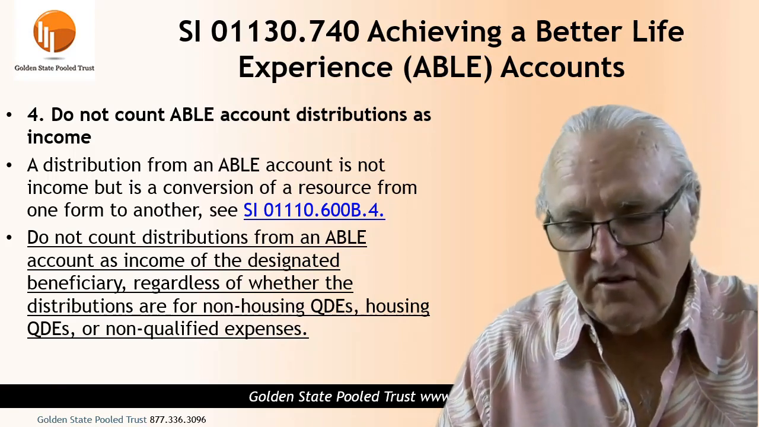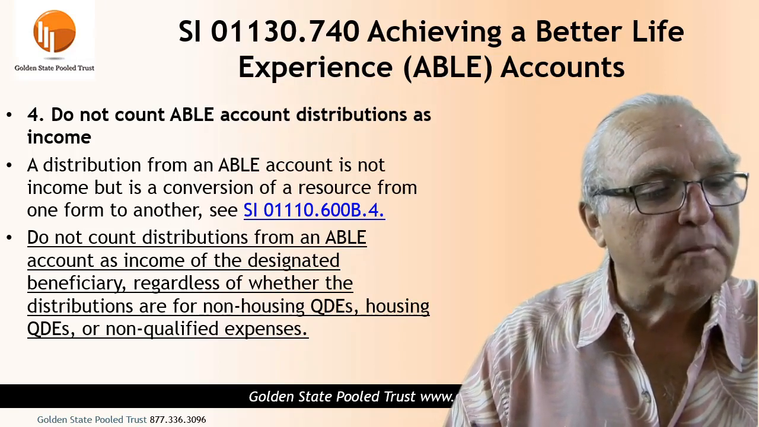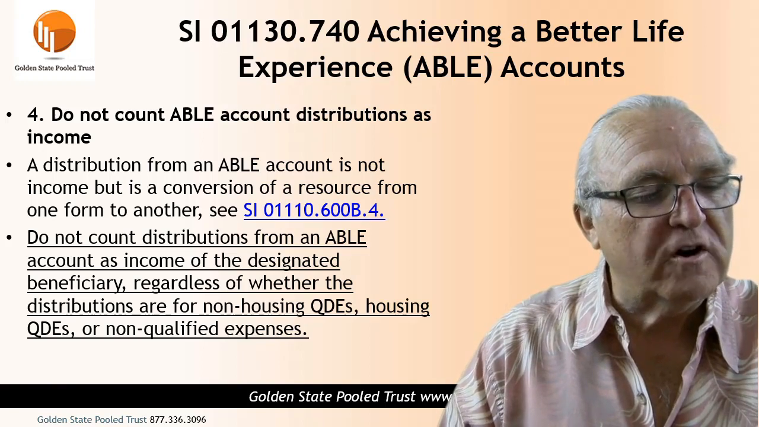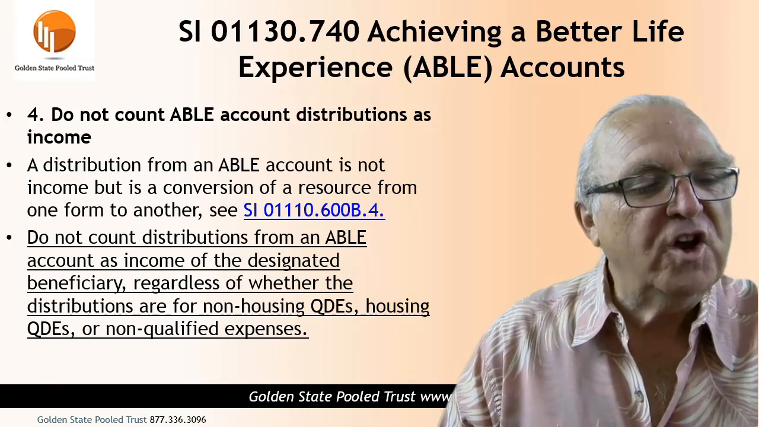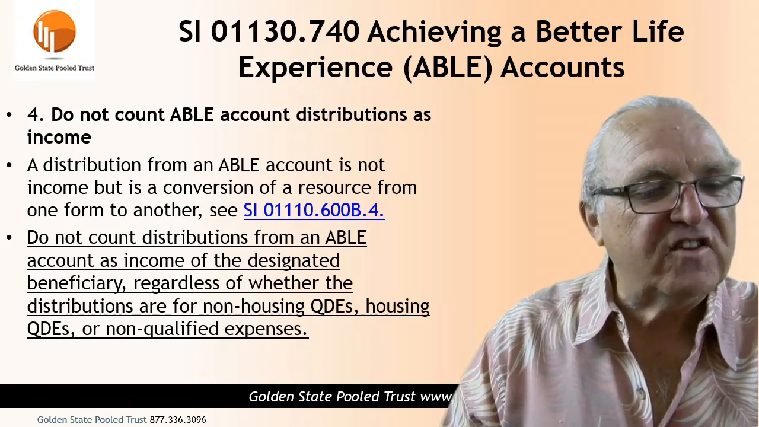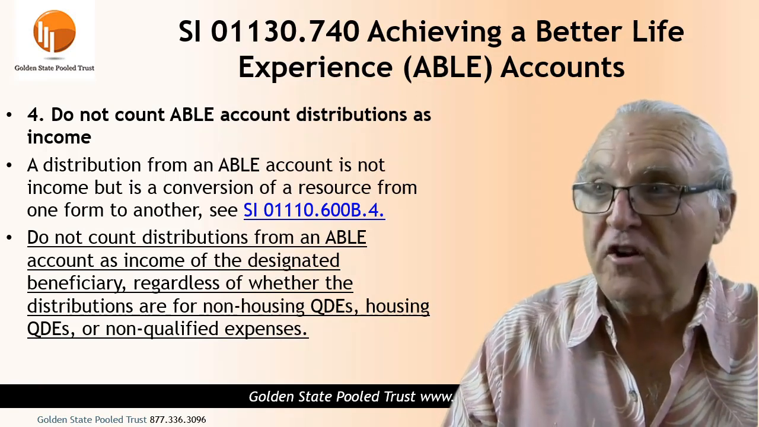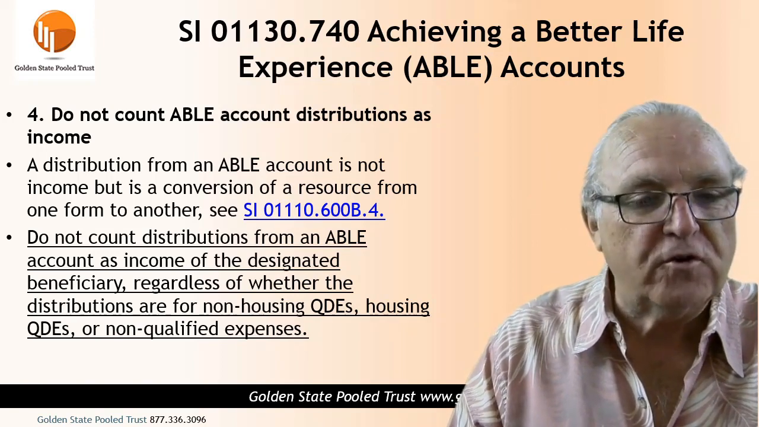CMS, which oversees Medicaid, has the same thing. It says, do not count distributions from an ABLE account as income, regardless of whether the distributions are for a non-housing QDE, a housing QDE, or a non-qualified expense. So what that's basically saying is, even if you pay for this with food, Social Security is not to count it as a reduction of benefits. So there's nothing further on that.